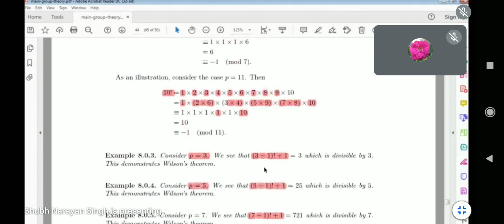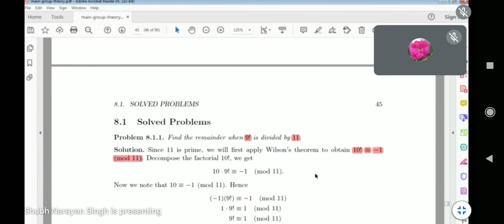So then, using Wilson theorem we get 10 factorial is congruent to minus 1 modulo 11. This means, when you divide 10 factorial by 11, what is the remainder? Just by looking at this statement, can you see?